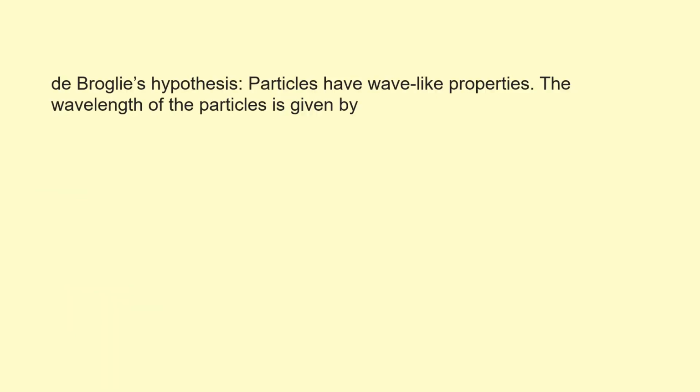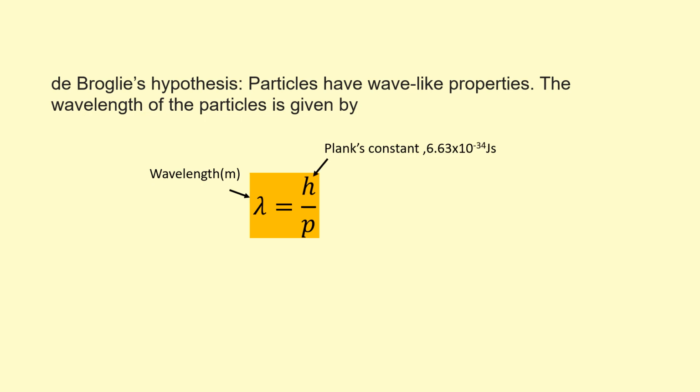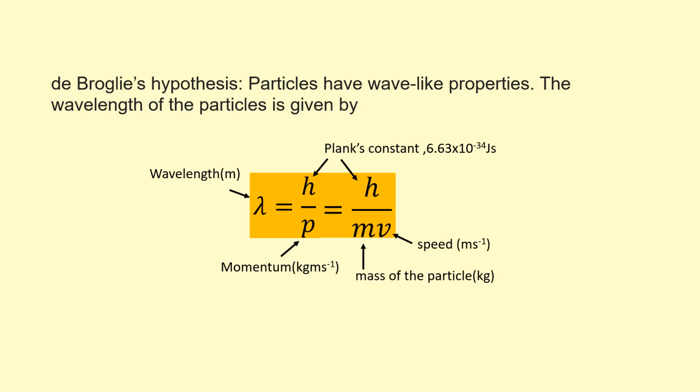Okay, de Broglie said that particles have wave-like properties, and the wavelength of the particles is given by this equation, where lambda is the wavelength in meters, h is Planck's constant, and p is the momentum. Momentum is mass times velocity, or mass times speed. So we can use this equation to calculate the wavelength.